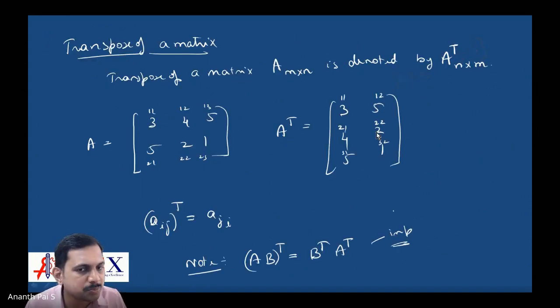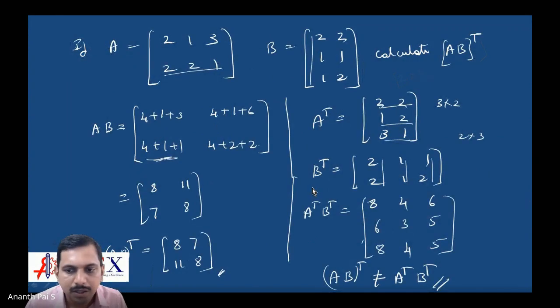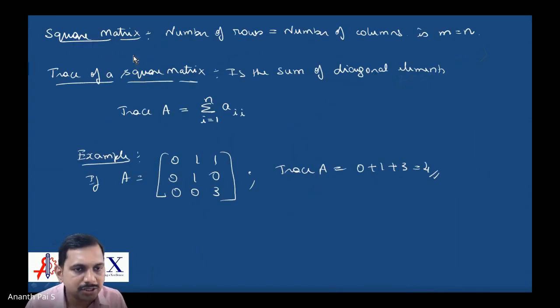Next, transpose of a matrix. Columns will be rows, rows will be columns. That's it. That is the transpose. 3 will go here, 4 will go here, 5 will come. So whatever is the row becomes a column. That is called a transpose.